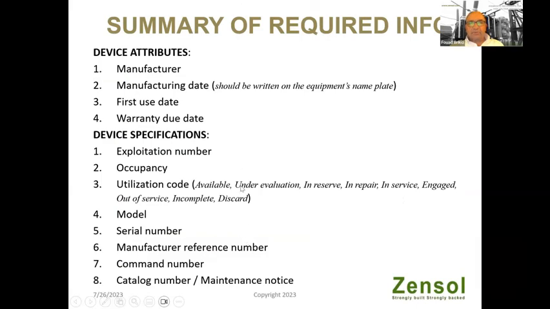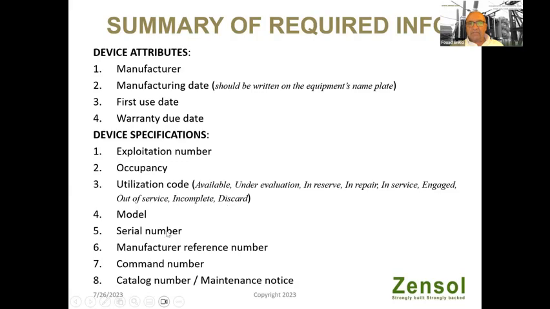Device attributes: the manufacturer date should be written on the equipment's nameplate. This nameplate is really important, and in every testing or report, it has to appear. First use date, warranty due date, device specifications like exploitation number, the occupancy, the utilization code. This information is important because it helps you, like it's written available, under an evaluation, in reserve, in repair, in service, engaged, out of service, incomplete, discard.